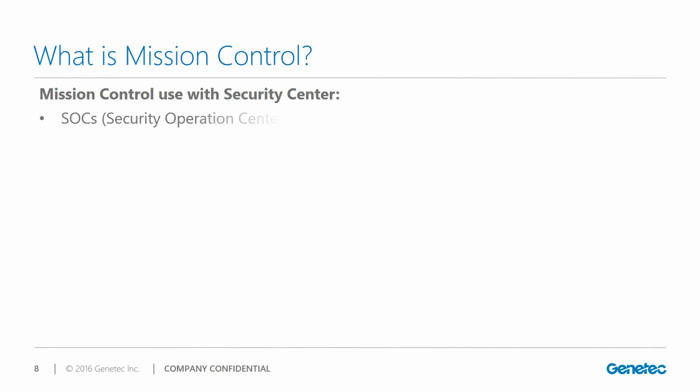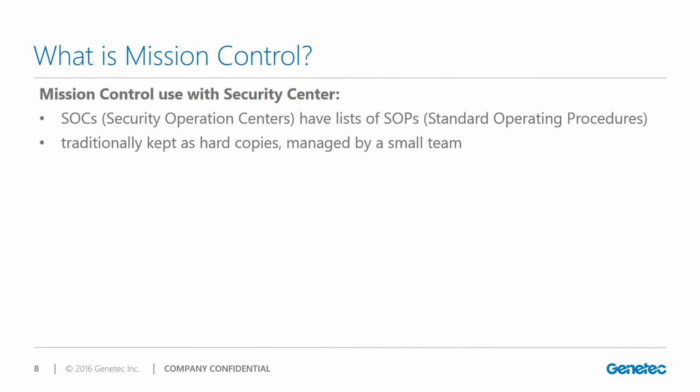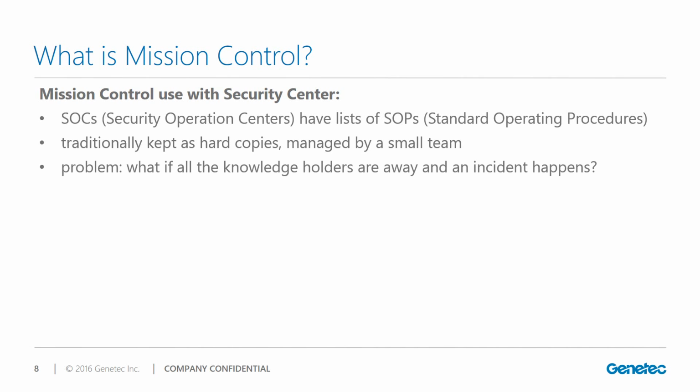A typical Security Operations Center, or SOC, would have a list of standard operating procedures, or SOPs, that indicate what actions should be taken to respond to different kinds of situations. Traditionally, this could be a series of binders with sheets of paper for each kind of incident and the steps to follow, and would have been managed by a small team of people. However, this can lead to a problem if there are a limited number of people who know how to respond to incidents or have all the knowledge needed to adequately deal with a situation.